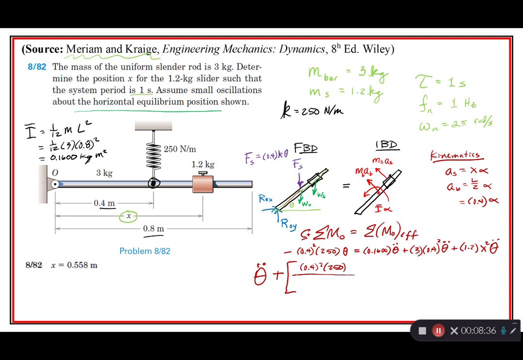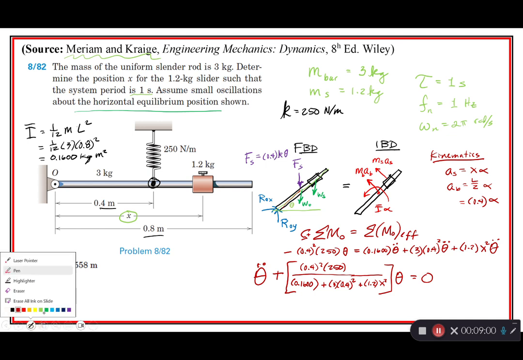Continuing on, let's see, we got these 0.1600, right, and plus 3 times 0.4 squared, and then lastly plus 1.2 x squared times theta equals 0. And we know that all of this right here is omega n. Therefore, we were able to find the natural frequency. Do we find the natural frequency?